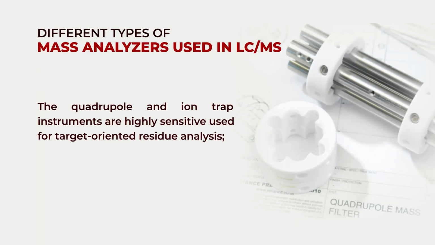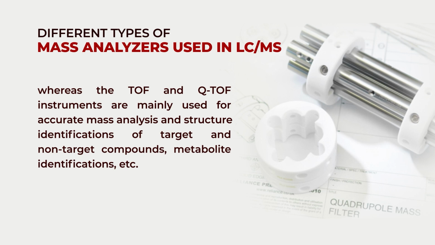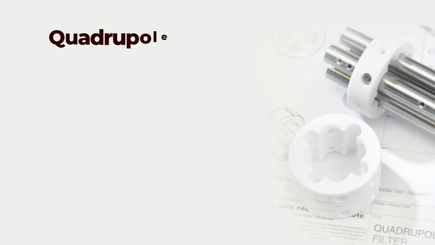The quadrupole and ion trap instruments are highly sensitive, used for target-oriented residue analysis, whereas TOF instruments are mainly used for accurate mass analysis and structure identities, because they are talking of molecular weight and non-target compounds, metabolite identifications, etc. Now look at the quadrupole.